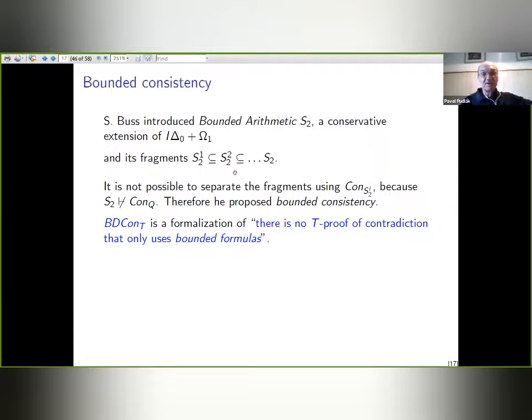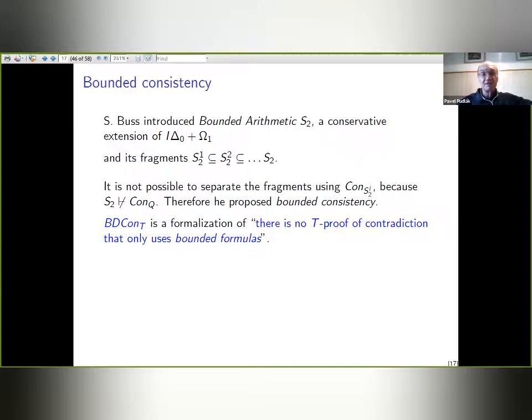We would like to show that these fragments are distinct, in the sense that the sets of theorems are different, but this is a big open problem, and it seems to be equally hard as similar problems in complexity theory. So this seems to be very difficult, but a natural approach is to use the same argument as one uses to separate fragments of Peano arithmetic, namely to use consistency statements.